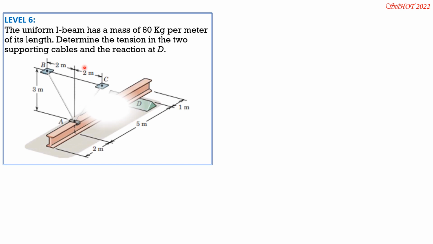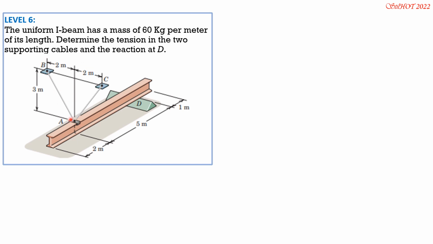The uniform I-beam has a mass of 60 kilograms per meter of its length. Determine the tension in the two supporting cables and the reaction at D. So we have the uniform I-beam here, 8 meters long, supported at D 1 meter from one end. And we have cables that are symmetrically placed.